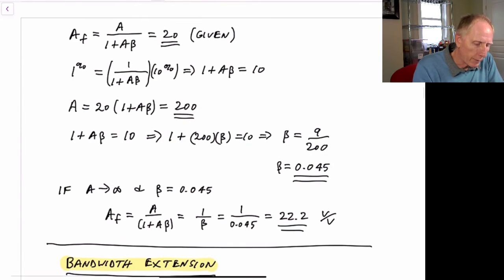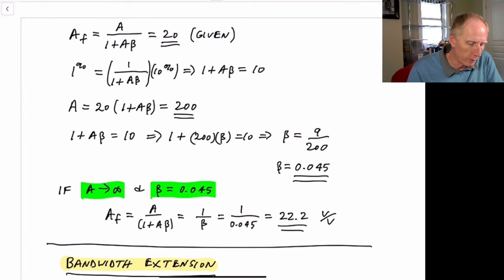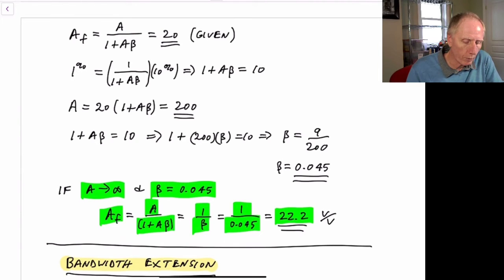So now our last part says if A went to infinity, so if beta stayed the same and A went to infinity, how would that change our closed loop gain? So the closed loop gain right now is given as 20, but let's say A here went to infinity and beta remains the same. So what we have is that if A goes to infinity and beta is equal to 0.045, closed loop gain is A divided by 1 plus A beta. As A goes to infinity, that just becomes 1 over beta, which is 1 over 0.045. So it goes to 22.2 volts per volt.